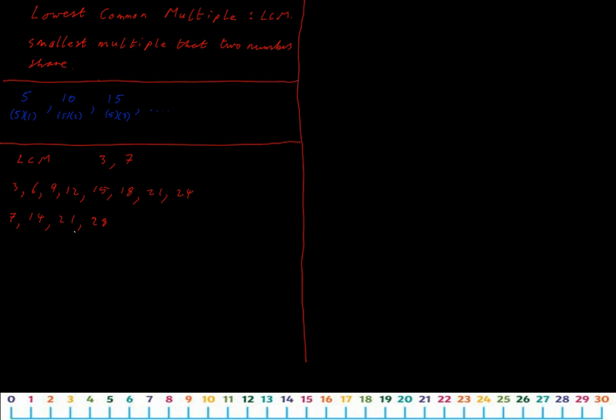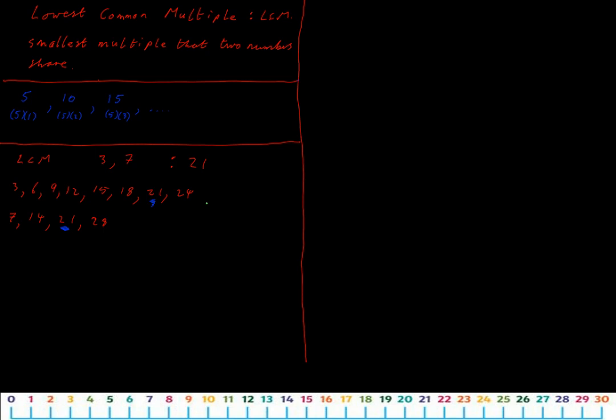And now I see 21 is the first number that is in both lists. What does that mean? It's the smallest multiple that two numbers share. So that means that the lowest common multiple of 3 and 7 is going to be 21. It's the smallest multiple that both of those numbers share.